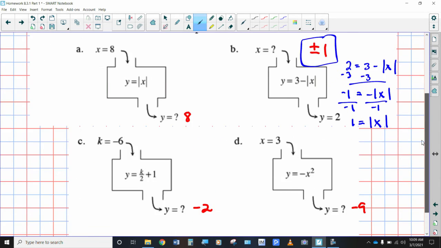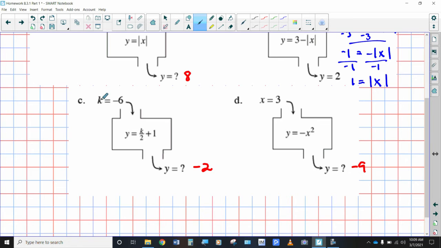Let's put it that way. Here we're dealing with a different input variable, but it doesn't make any difference. K is equal to -6, so we put it into the function. -6 divided by 2 is -3, and -3 plus 1 gives you -2. So your output is -2.